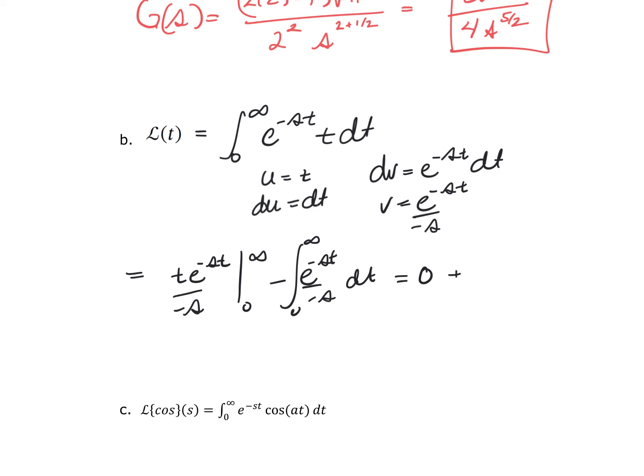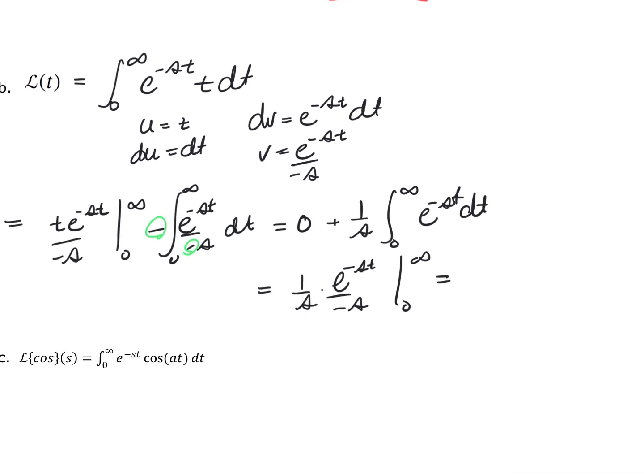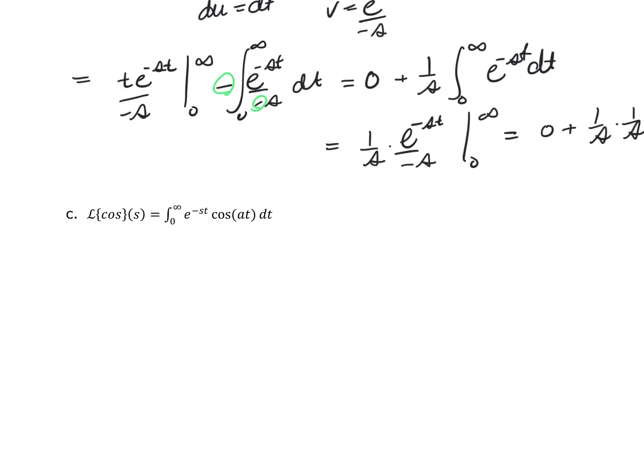Then by bringing out this s, and this negative becomes a plus, I have 1 over s times the integral from 0 to infinity of e raised to the negative st dt, which we know is 1 over s times e raised to the negative st divided by negative s, evaluated from 0 to infinity. That gives me 0 minus, which becomes plus, 1 over s multiplied by an additional 1 over s, so I get 1 over s squared. And I'm going to let you do C.